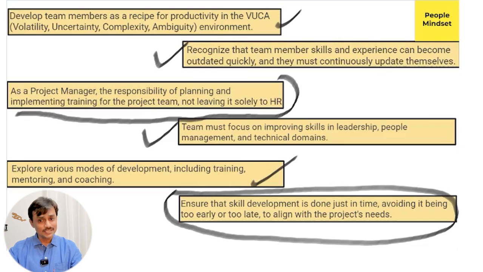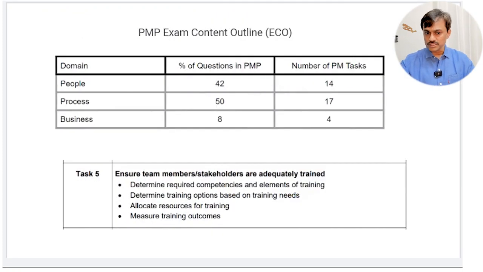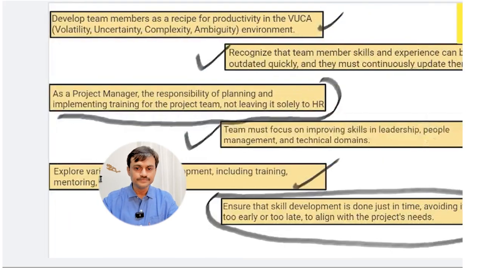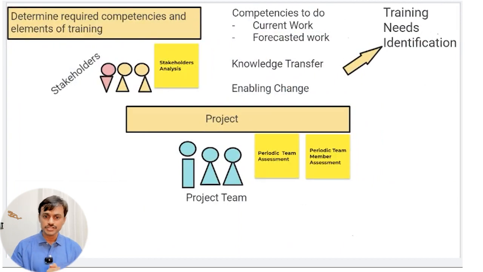Now let's get into the details of our task, and I'm going one by one. There are 4 subtasks. We focus on determining required competency, then on determining training based on the needs, and then we allocate resources and focus on the outcome. So the first task is to determine required competency and elements of training.